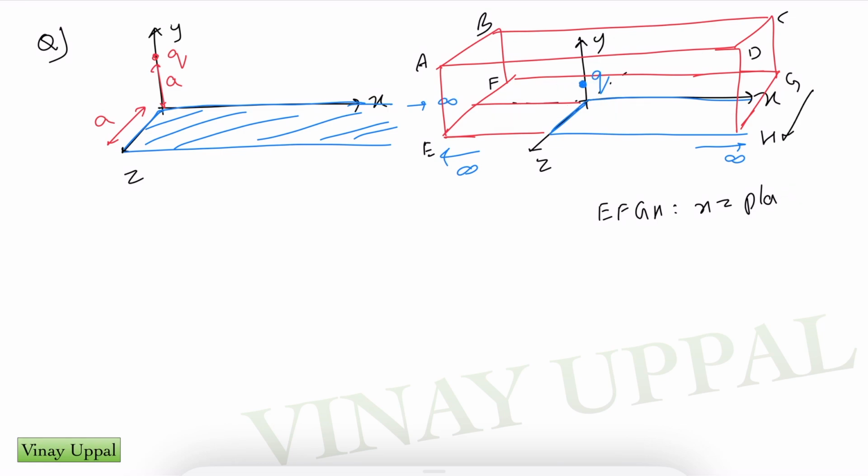So G, H would be 2a. The height is also 2a. So the charge is at a height of a over the origin. So it's symmetric with respect to the cuboid. This length is a. This length will also be a. So I want to find the flux to this surface.